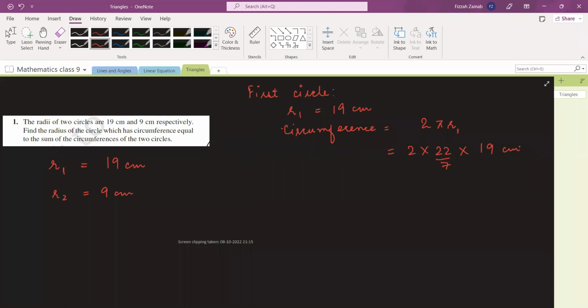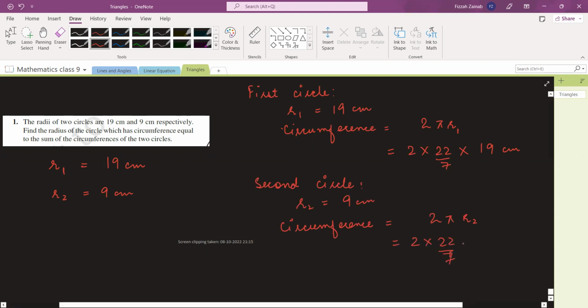Okay. Now second circle. So I'm not doing the calculation, just leave it like this, then we will see afterwards. Now second circle, so radius R2 is 9 centimeter. So the circumference becomes 2 pi into R2, which is 2 into 22 by 7 and into 9 centimeter, correct?